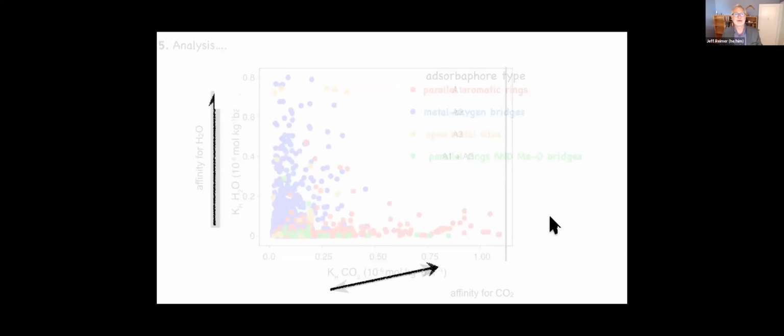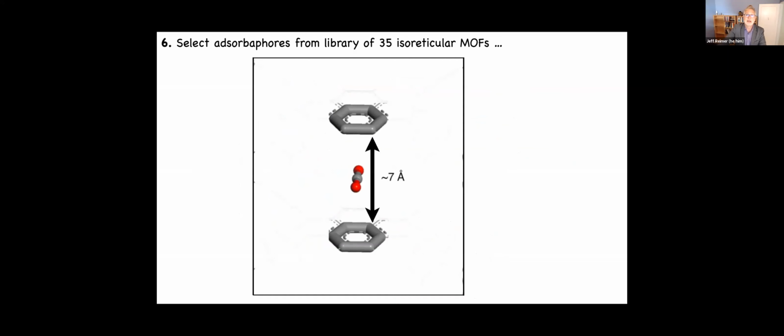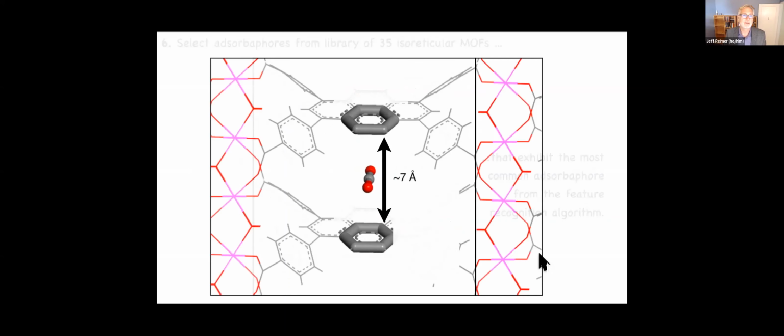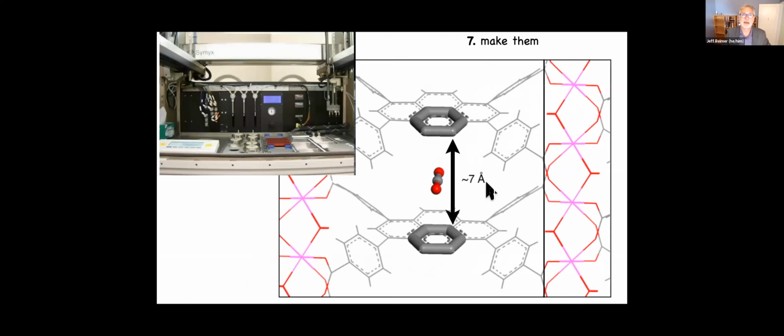Clearly, parallel aromatic rings look like a good one. And from our library, we identified 13 of these MOFs that exhibit this kind of structural feature. And then the key is to go to the lab. Go to the lab and make them. And we were able to make them, as this particular structural diagram shows.